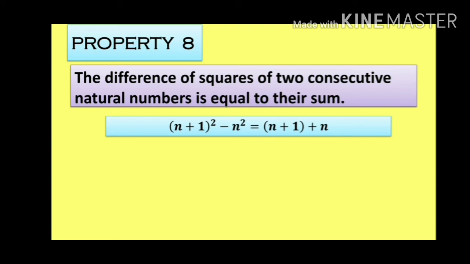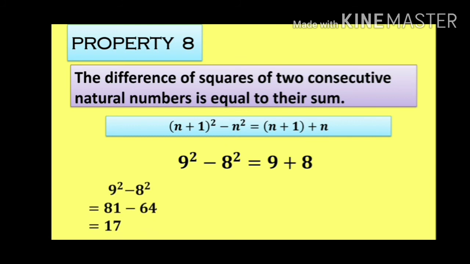So n plus 1 is a number, n is another number. These are consecutive, meaning serial numbers. Suppose I take 9. So if n plus 1 is 9, n will be 8. These are consecutive. So we can see 9 square minus 8 square is equal to 9 plus 8. Let's check whether it is correct or not. Now 9 square minus 8 square. 9 square is 81, 8 square is 64, 81 minus 64 is 17.